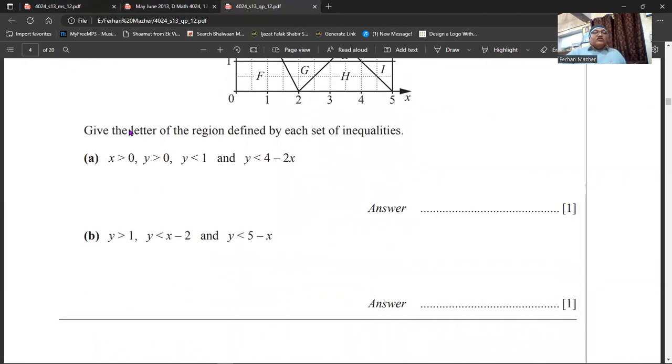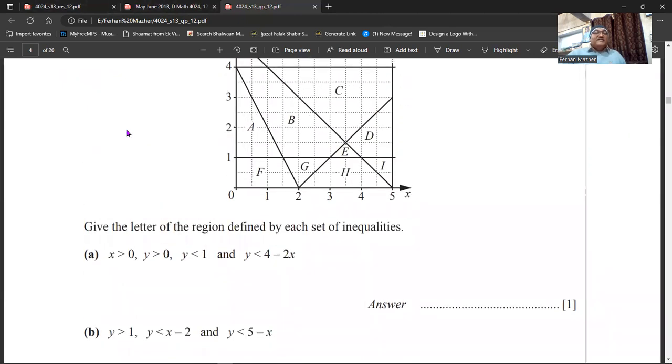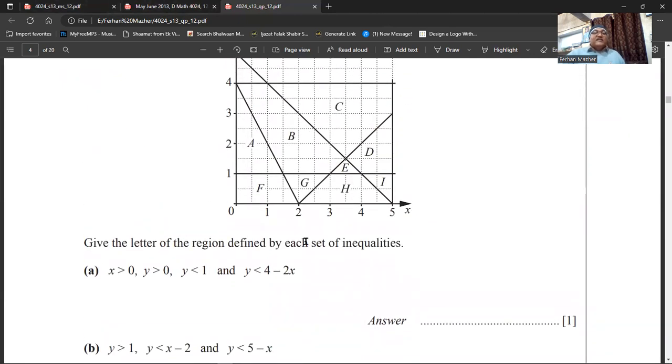Okay, the question number 5, and it's B part. Here he says y is greater than 1. The crocodile's mouth is towards the y. So y equals 1 is this line. So you have to remain above this line.